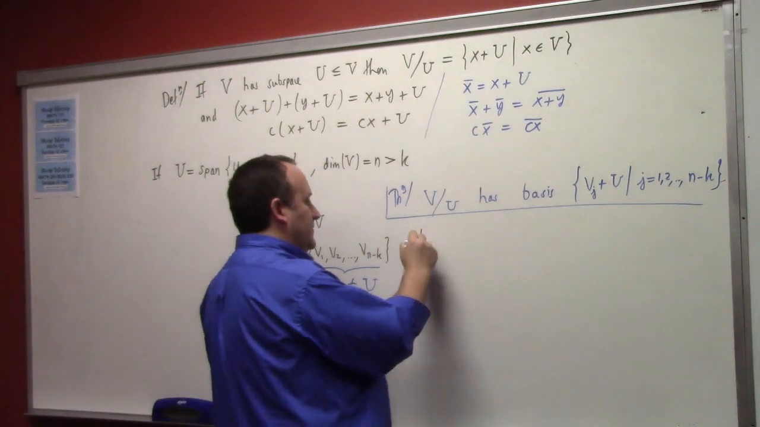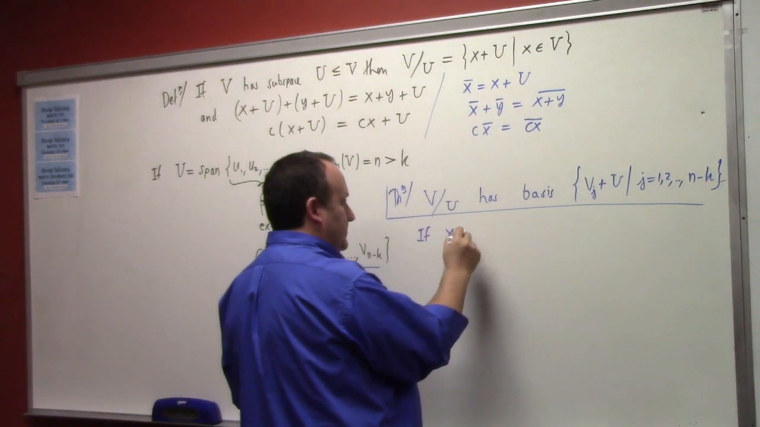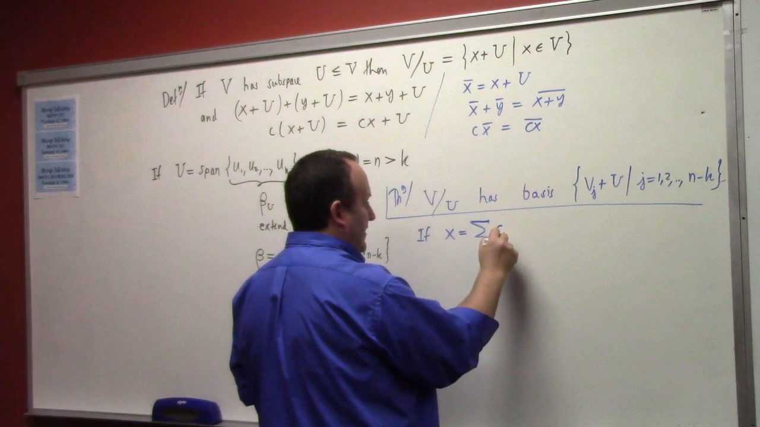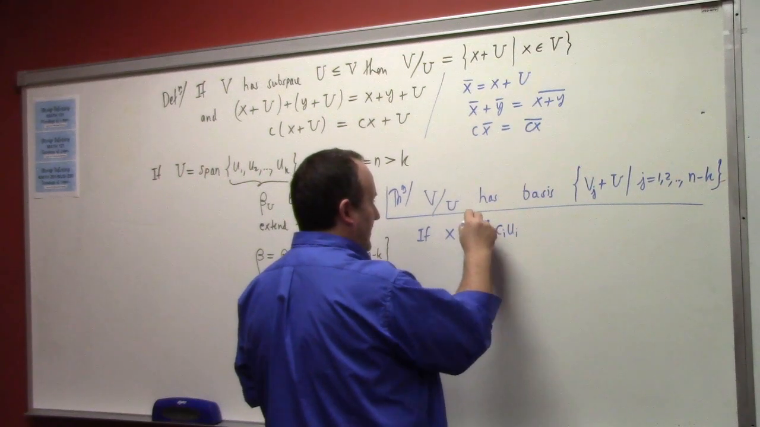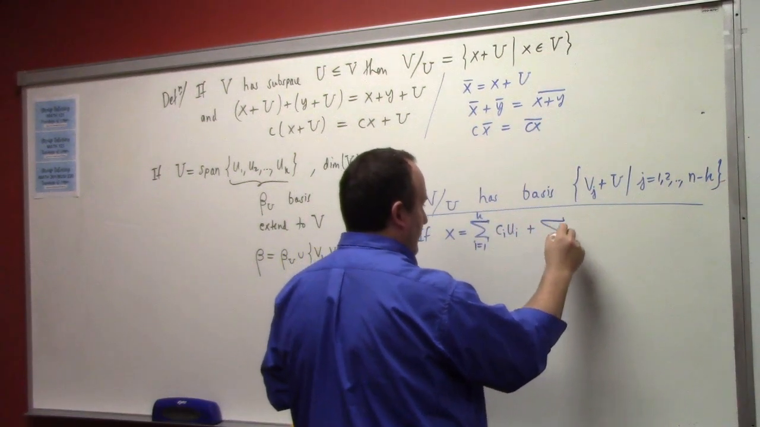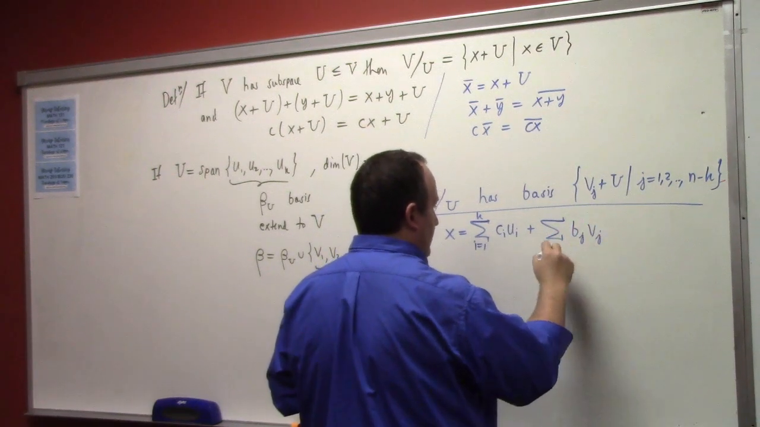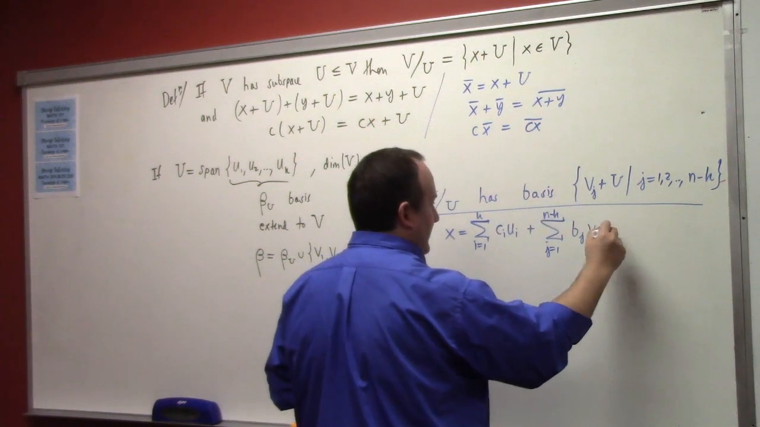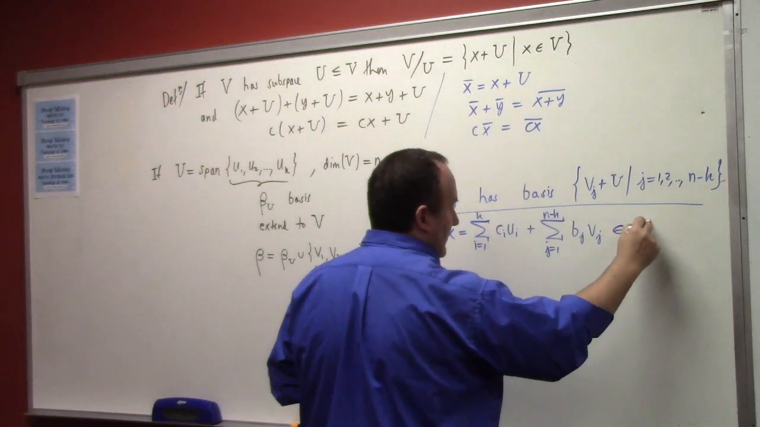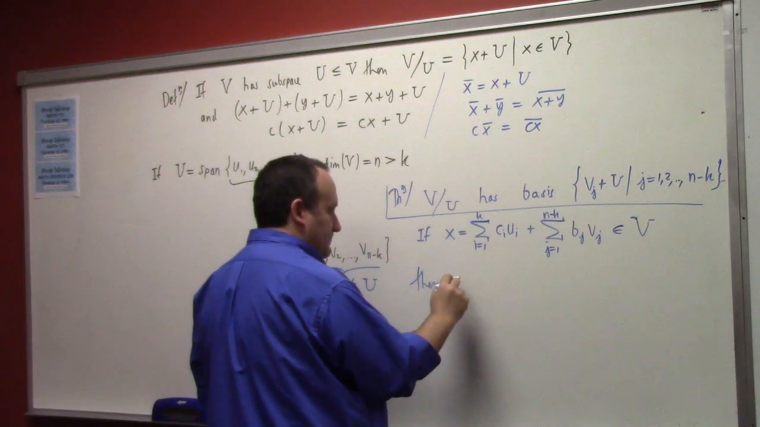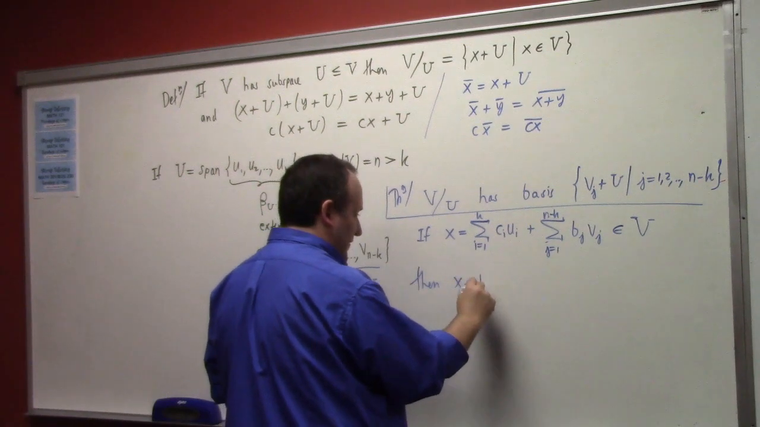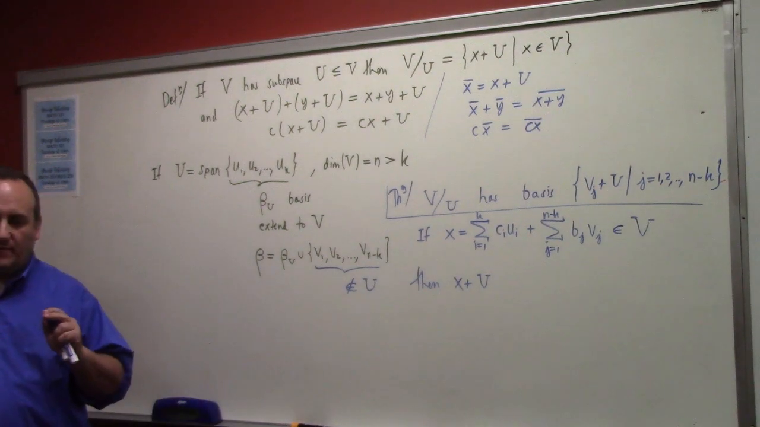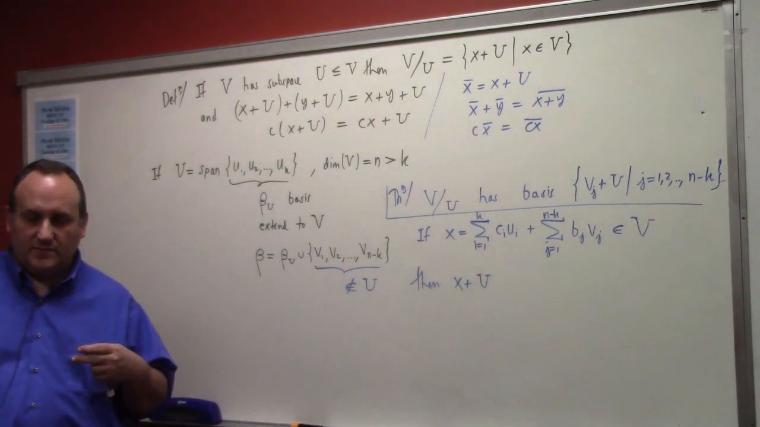So check this out. If x is equal to a sum over, let's say, ci ui, i equals 1 to k, plus the sum over bj vj, sum j equals 1 to n minus k, right? If that's an element of V, then x plus U. I may not be putting my ducks in a row quite right, but what I'm trying to say is if you take an arbitrary element of the quotient space, namely x plus U, right?